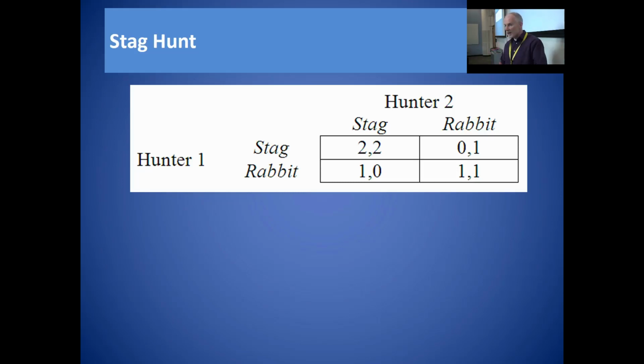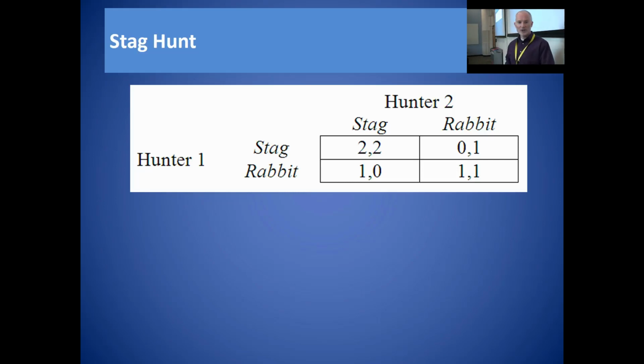So that's it for Hunter 1, and for Hunter 2, it's exactly the same. It's symmetrical. So he gets his most preferred payoff of 2 there, and if he pursues a rabbit, he always gets a payoff of 1. And there, that's his worst possible outcome, where he pursues the stag, it gets away, and he doesn't get a rabbit. So that's the game that we've set up.